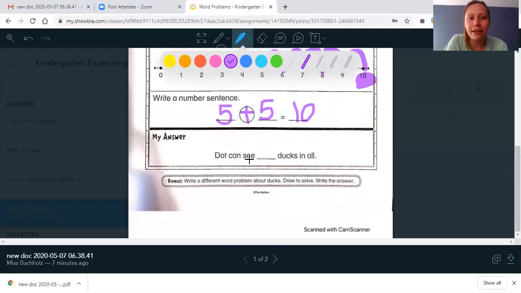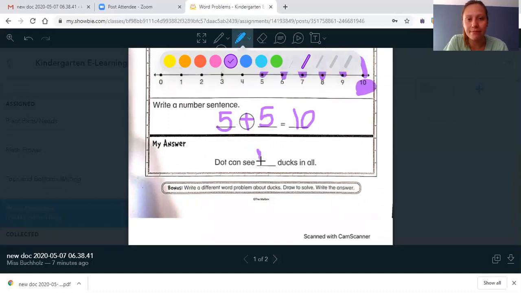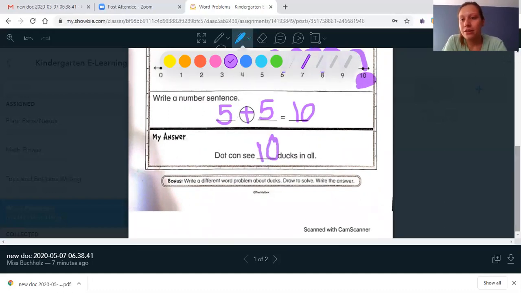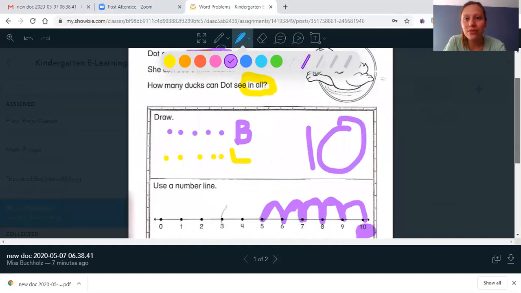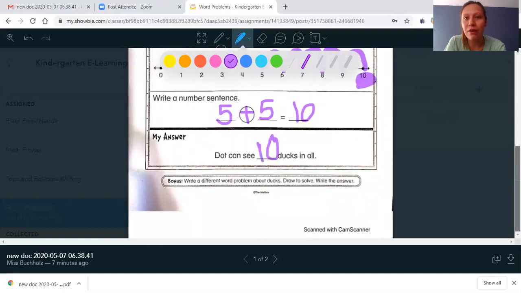Then it says, my answer, Dot can see blank ducks in all. How many ducks does Dot see all together? Good, let's write a 10. Wow, look at this, all this hard work. We've got one more to do.